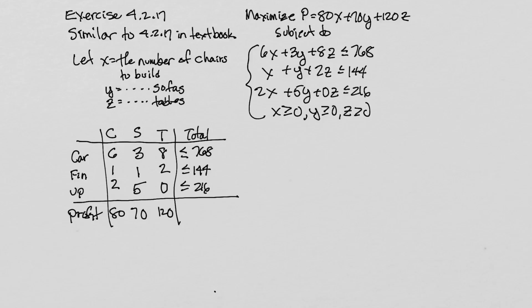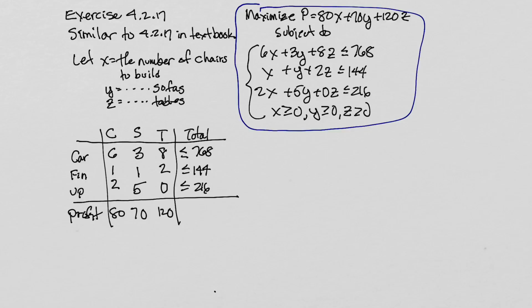So our linear program is right here. What we want to do is maximize this profit function, and our profit function is coming right from here, right? 80x plus 70y plus 120z. We get $80 for each chair, $70 for each sofa, and $120 for each table. That's what we want to find the maximum of. But we have these constraints, right? We have the first constraint, the second, the third, and of course our non-negativity constraints.